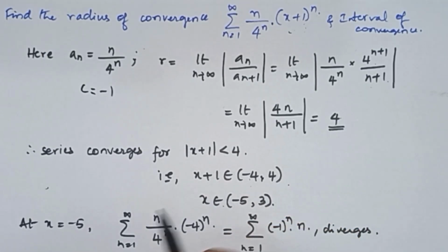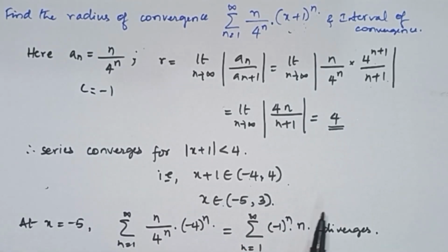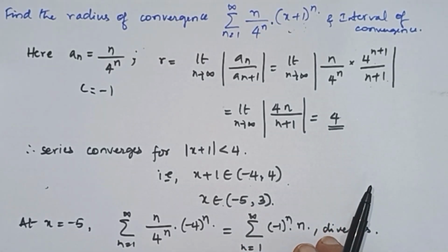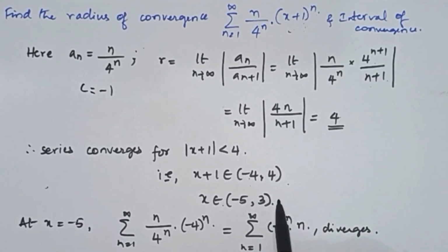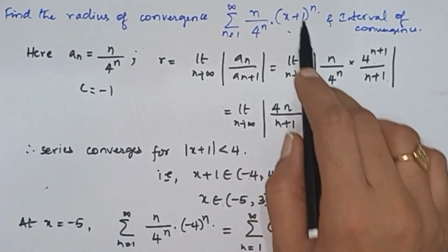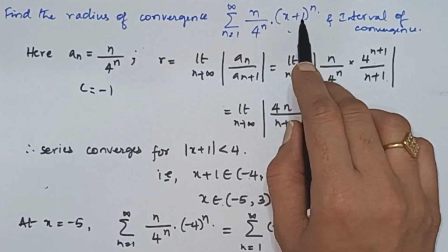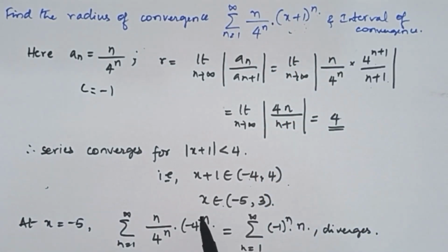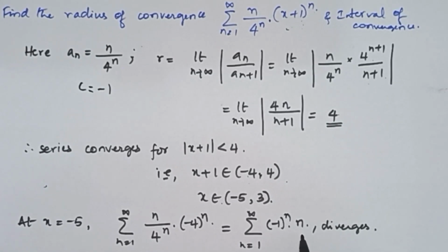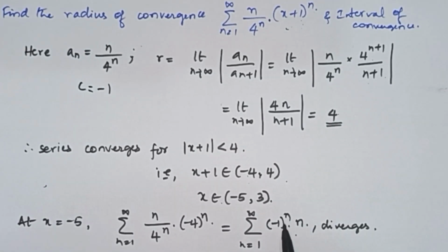Now we have to separately check at the endpoints x equal to minus 5 and x equal to 3 to make sure the interval of convergence is the open interval minus 5 comma 3. So at x equal to minus 5, put x plus 1 equal to minus 4, to the power n. So 4 to the power n cancels, you will get (minus 1) to the power n into n. You can look at this series. This series clearly diverges.